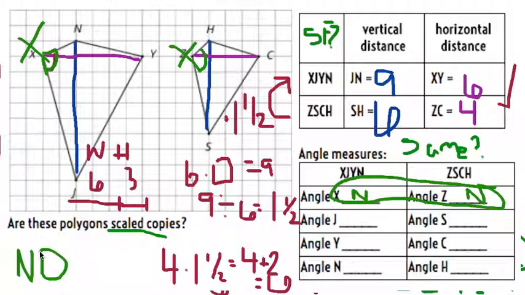Because they are not the same shape if they do not have all the same angle measurements in their corresponding parts. It looks good on the distance side, but it is not actually a scale factor. You need both. You need a scale factor and you need to have the same angle measures.